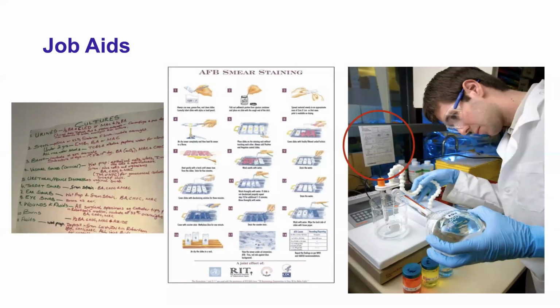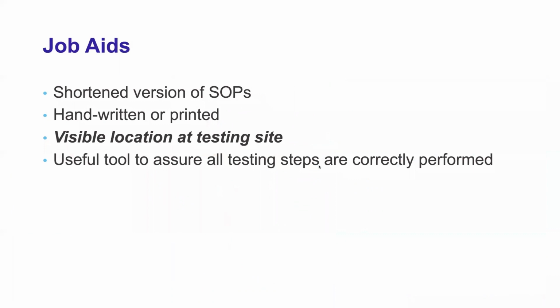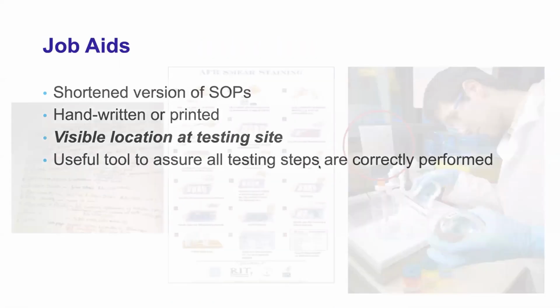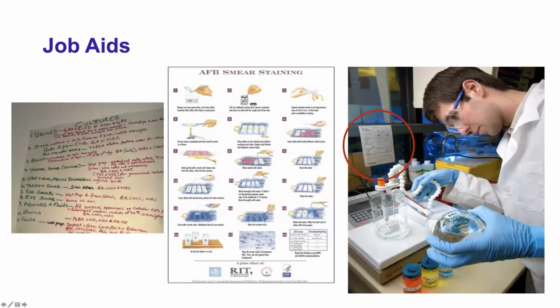These are some examples of job aids. They can be handwritten. They can be pictograms that show you step-by-step instructions in a visual format. And the important distinction, like I said, is that they are posted at the testing site. One thing to keep in mind about job aids is that they are not a substitute for SOPs. And if you update the SOP, you also need to make sure those updates are reflected in the job aid.